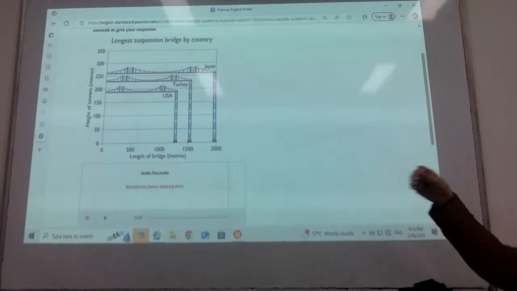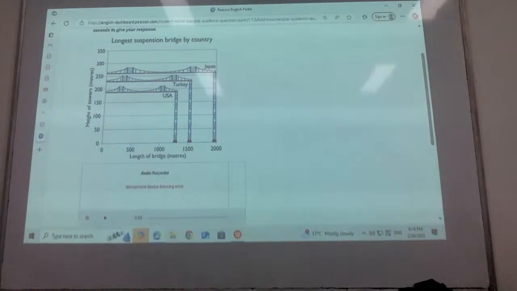Yeah, of course, it's saying meters. It's telling you meters. Yeah?